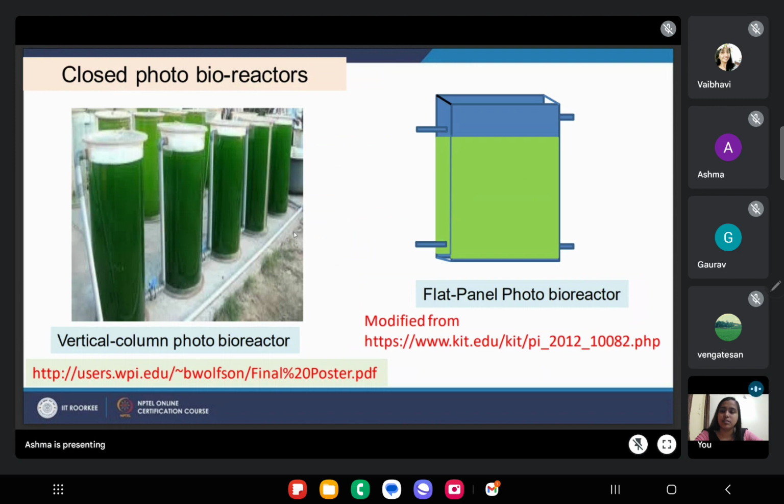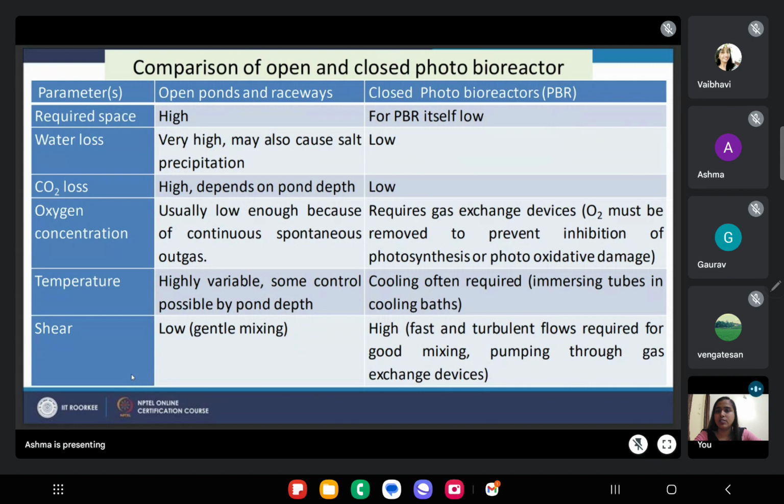Next, we have the vertical system where the flow is either from top to bottom or bottom to top, and in these vertical columns microalgae can be grown. Then on the right, we have a picture showing flat panel photobioreactors in which microalgae can be grown. And next, here is the comparison of open and closed photobioreactors.